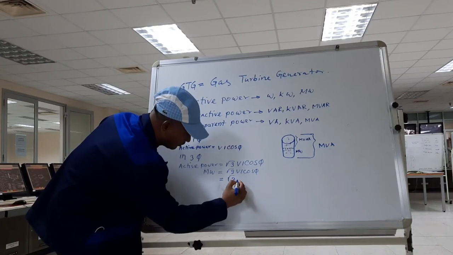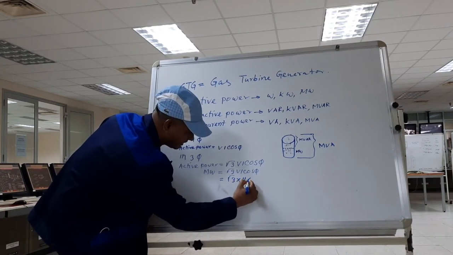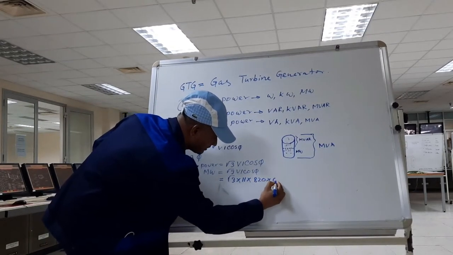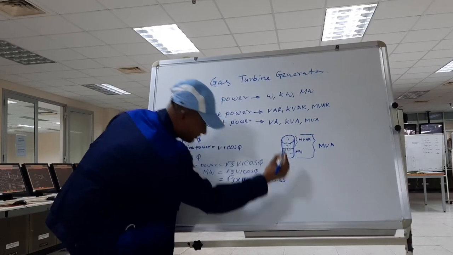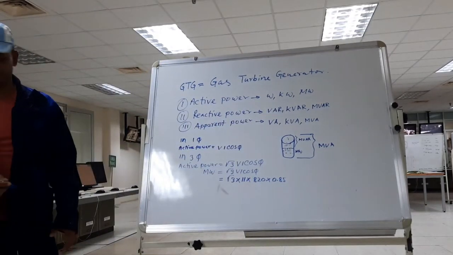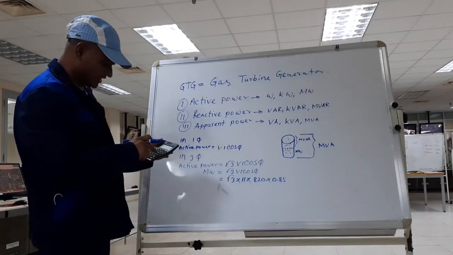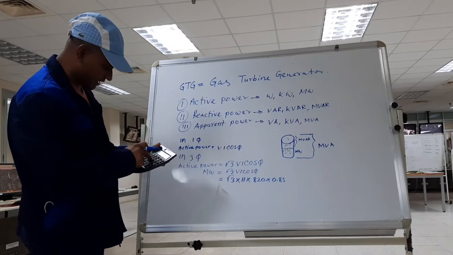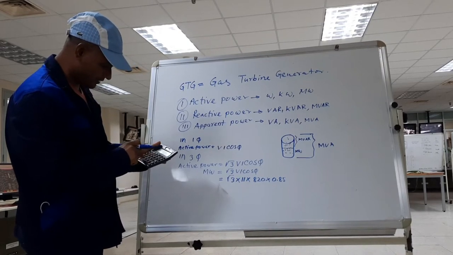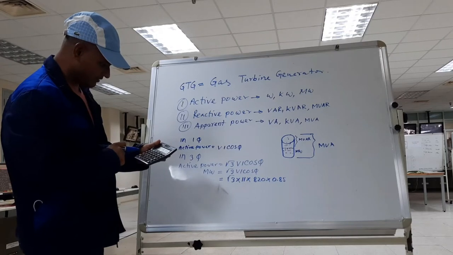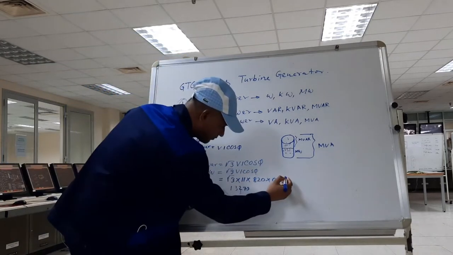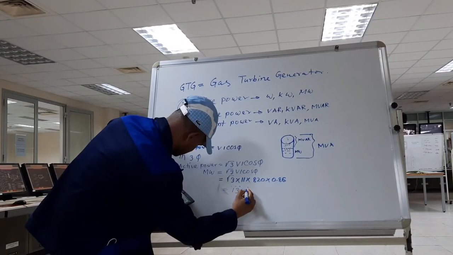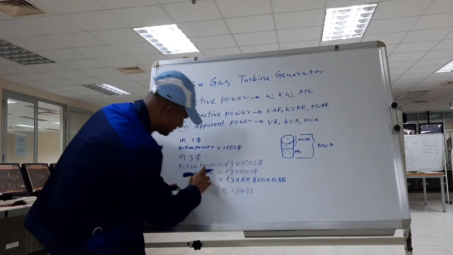Root 3, voltage means 11 kV, current means 820, and power factor means 0.85. We know the power factor is 0.85 or 0.86. Okay, root 3 multiply 11 multiply 820 multiply 0.85. If I put power factor 0.86, that time it comes to 13,435. So this is in kilowatts.